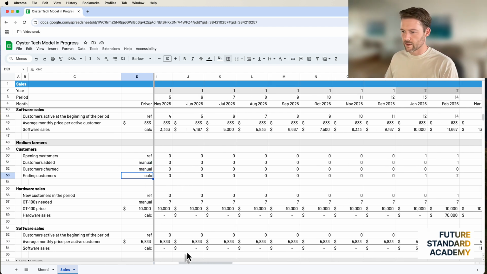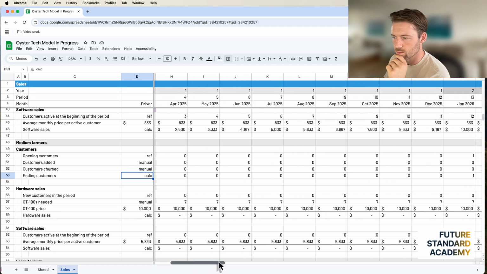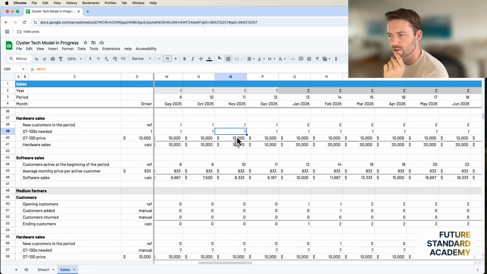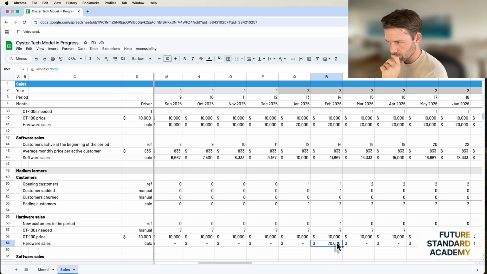Okay. And then what happens here again is the same thing as above, so I don't need to repeat it too much. But what's different here is that as you move up the size of customer, now it's not just one OT100. On average, it's about 7 that are needed. And that's going to result in $70,000 worth of hardware sold whenever there's a new customer added.